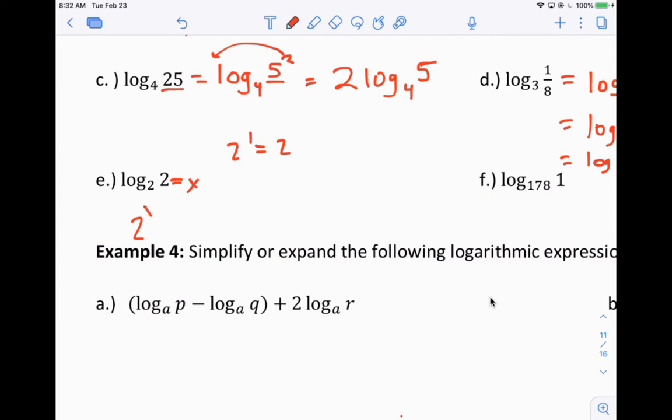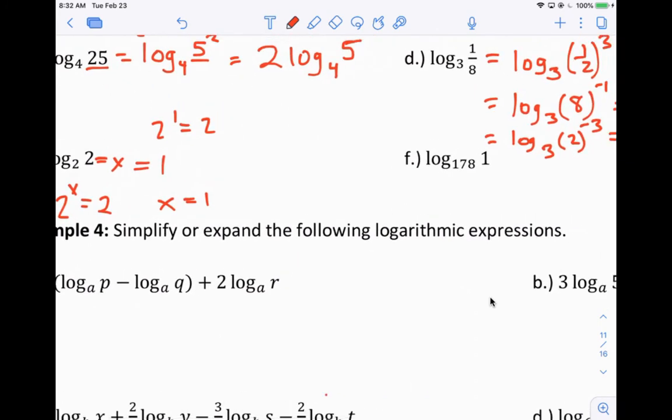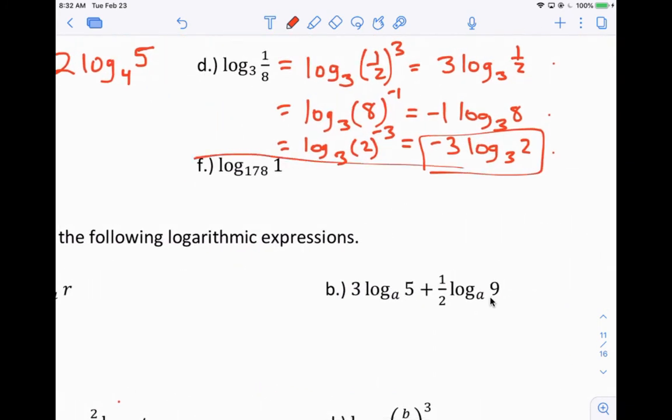If I say this is equal to x, it's got to be 1. The only thing that doesn't change that power is 1. So this whole thing is just equal to 1. Same but opposite argument here. If I call this y, then I have 178 to the y is equal to 1.